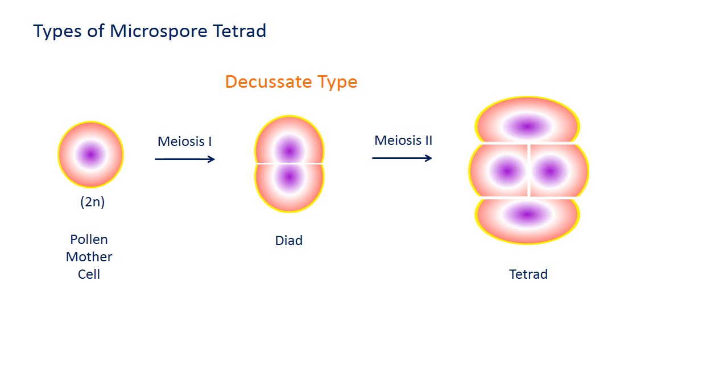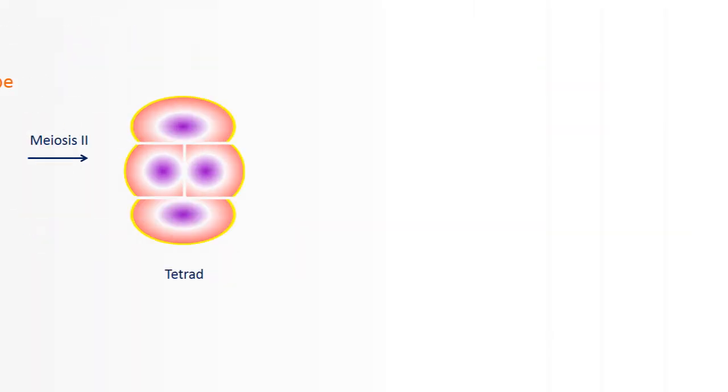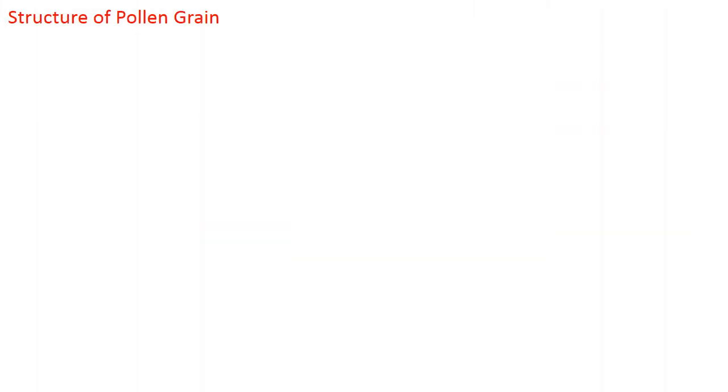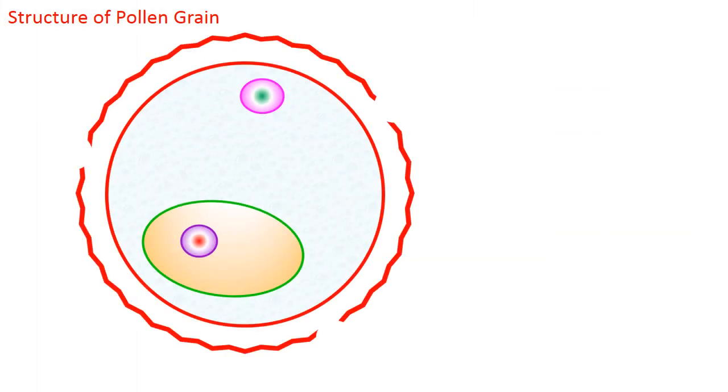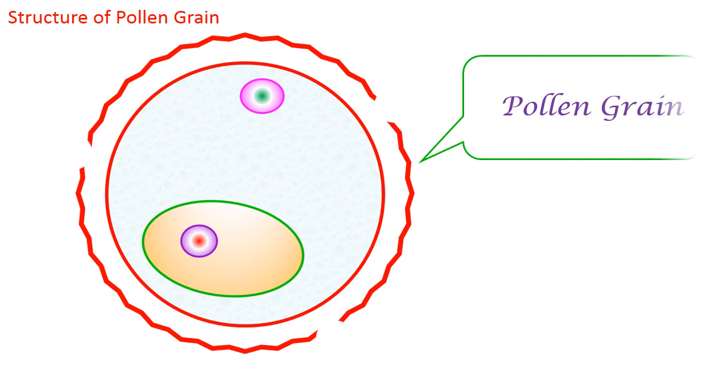Now we will discuss the structure of pollen grain. So this is a diagrammatic representation of pollen grain. Now I will explain each part in detail. It is a haploid structure. It is representing the first cell of male gametophyte. So let's start with the structure of a typical pollen grain.